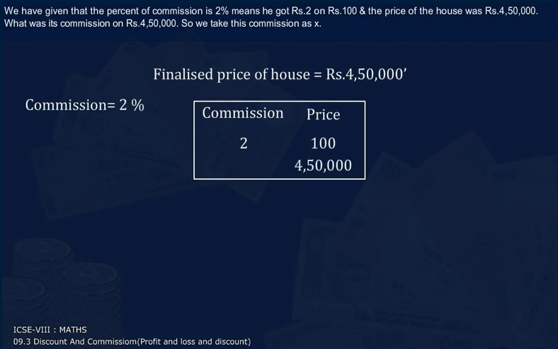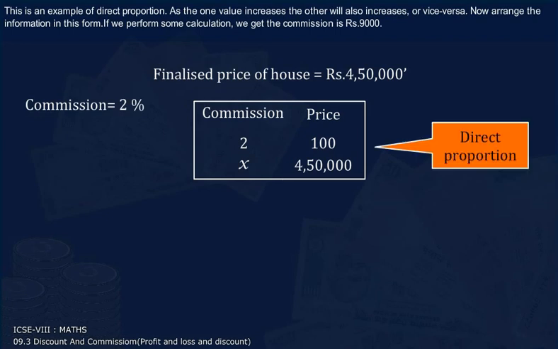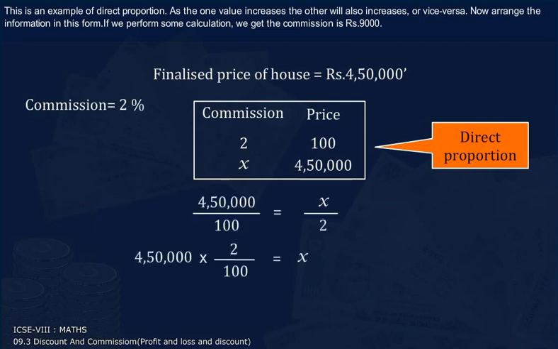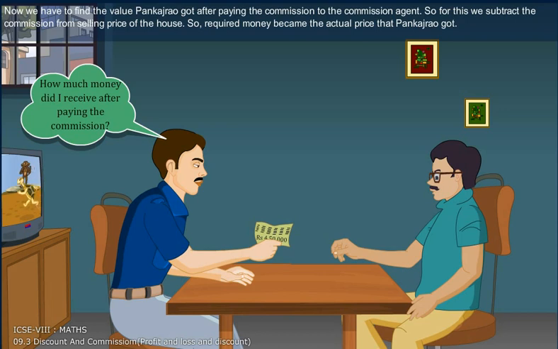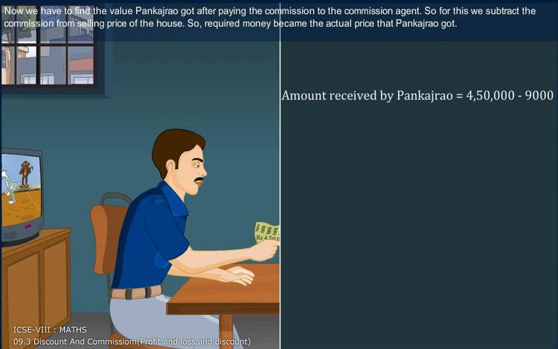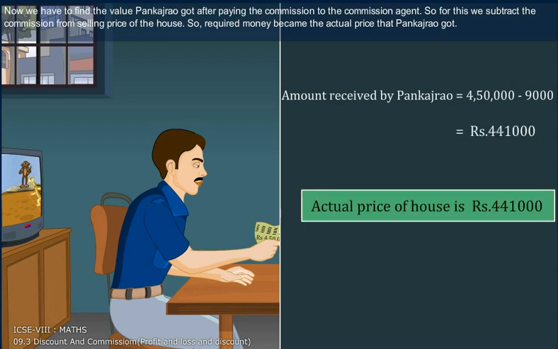And the price of the house was ₹4,50,000. What was the commission on ₹4,50,000? So we take this commission as X. This is an example of direct proportion. As one value increases, the other also increases, or vice versa. Now arrange the information in this form. If we perform some calculation, we get the commission is ₹9,000. Now we have to find the value Pankaj Rao got after paying the commission to the commission agent. So for this, we subtract the commission from the selling price of the house. So the required money became the actual price that Pankaj Rao got.